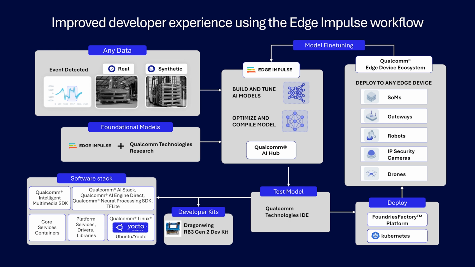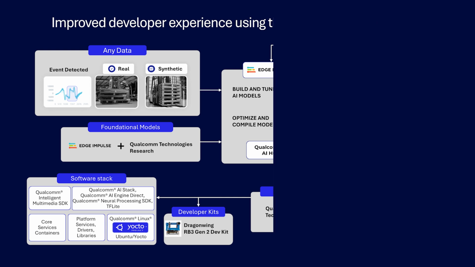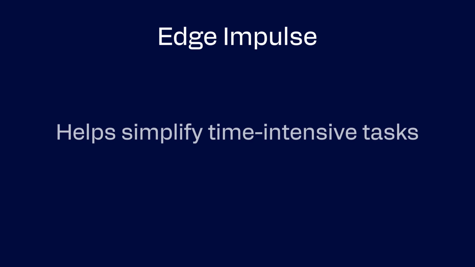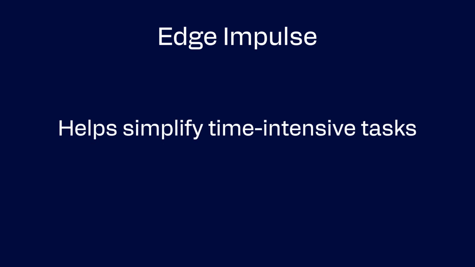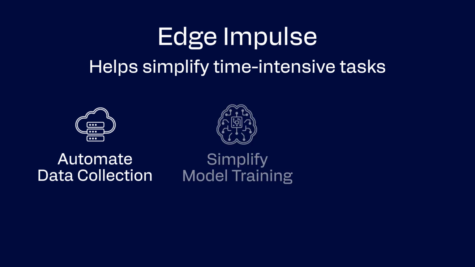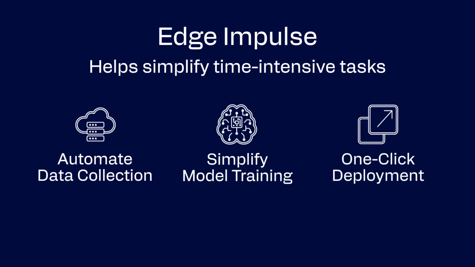The next step in creating your edge AI solution is to prepare your AI model. In this phase, you will build, optimize, and deploy your model into your device, which can be done easily with Edge Impulse. Edge Impulse is a development tool that can simplify some of the procedures that have normally required time-intensive tasks. It can automate data collection, simplify model training, provide advanced optimization tools, and offer one-click deployment to devices with Qualcomm Technologies chipsets, thus taking full advantage of hardware acceleration.